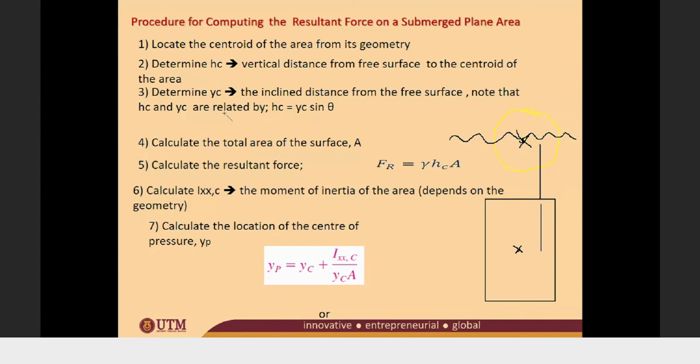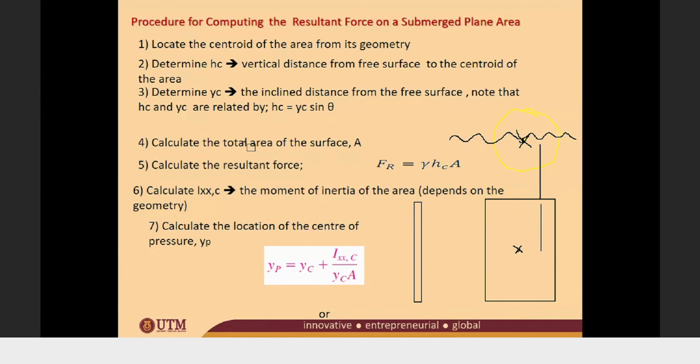Determine YC. So you know that H versus Y is equal to sin theta. For this case the angle is 90 degrees, so let's say from the front it's like this. So the angle is 90 degrees. If not, use this formula: AC equals YC sin theta.